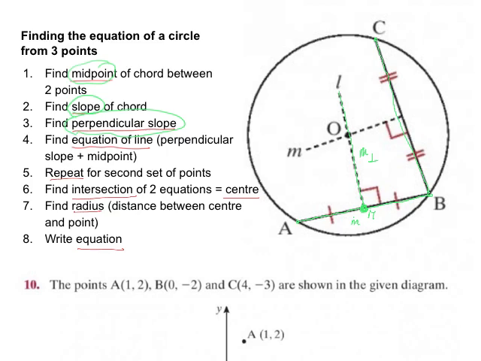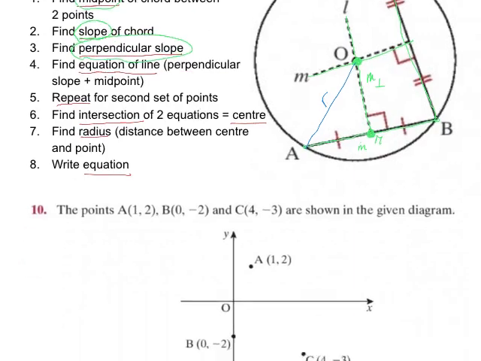Again, calculate the perpendicular bisector. Remember, it is midpoint, slope, perpendicular slope, equation of the line. And then we get the equation of this line. Where the two intersect, we're going to need simultaneous equations for that, is the center. Once we have the center, we can calculate the radius. Remember, we use the distance between 2 points formula. And once we have the center and the radius, we can write the equation of the circle.